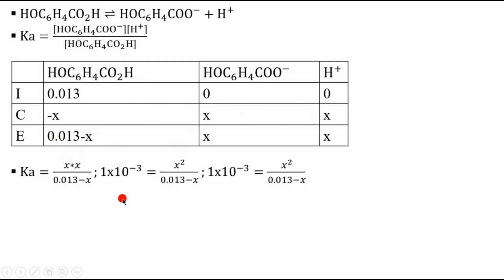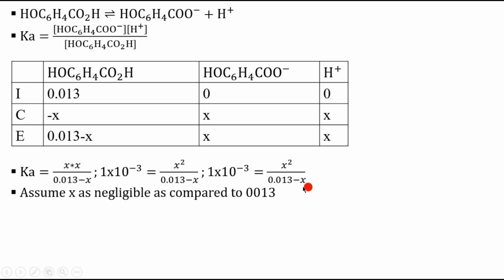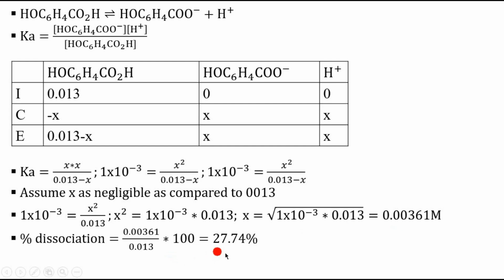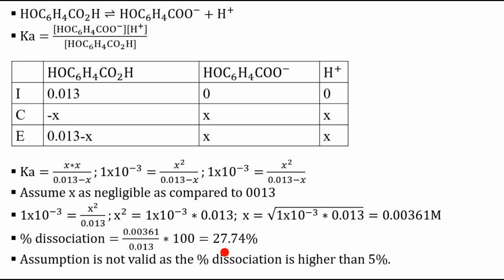We can calculate the dissociation constant Ka, which is equal to x times x, which is x squared, divided by the reactant, 0.013 minus x. Then we replace the Ka, which is 10 power negative 3. You can assume that x is negligible. If we assume x negligible, then we get x equal to 0.00361 molar. Then we check the percentage dissociation. You see that we have 27.74%. That means our assumption is not valid, and we cannot use this x.